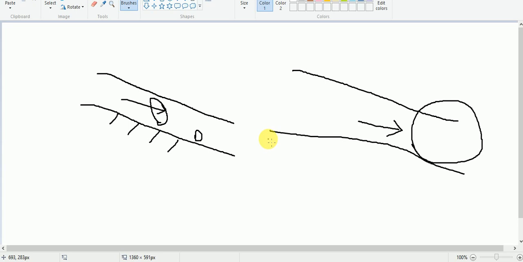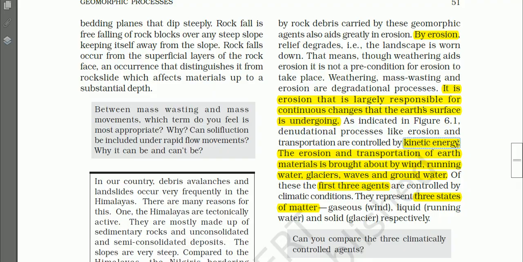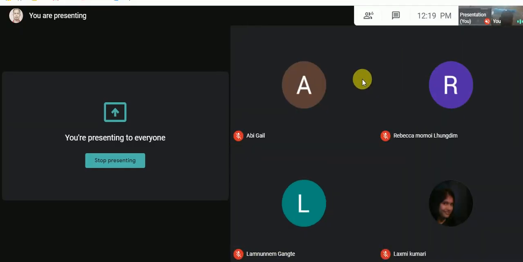The erosion and transportation capacity of the agent depends on the mass and the velocity. The higher the velocity, the higher the erosion capacity, or the higher the volume or mass of the agent, the higher the erosional capacity or transportation work. Or it may be combined also. If the volume is big and the velocity is high, then again the work will be more. So that is the point mentioned here. That is about kinetic energy. Any question from your side?